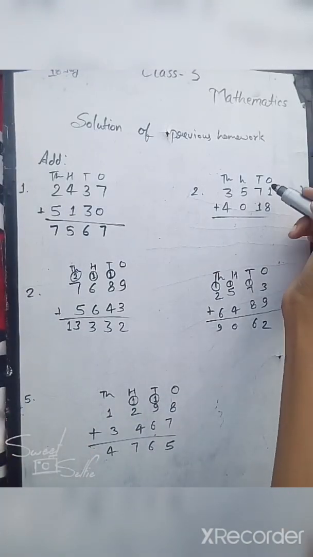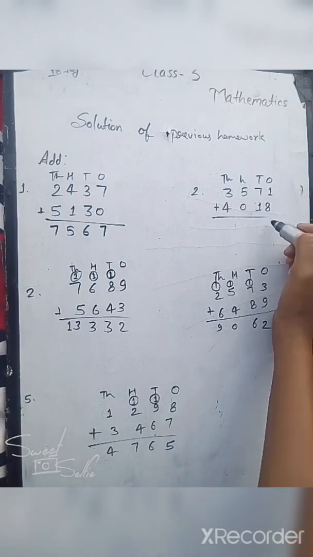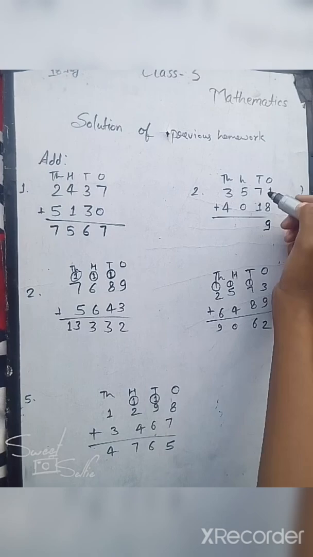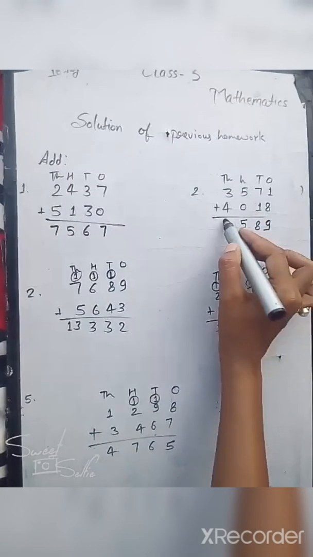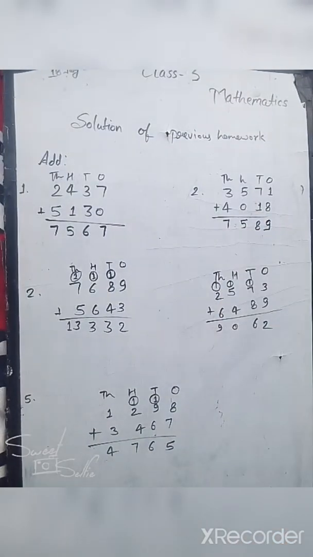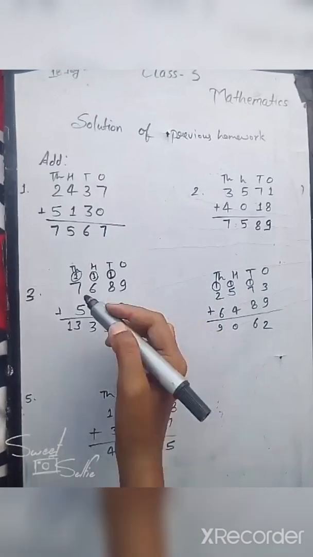Number second, we will start adding from 1. So 1, 8, 9, 1 plus 8, 9, 7 plus 1, 8, 5 plus 0, 5 and 3 plus 4, 7. So answer is 7589.